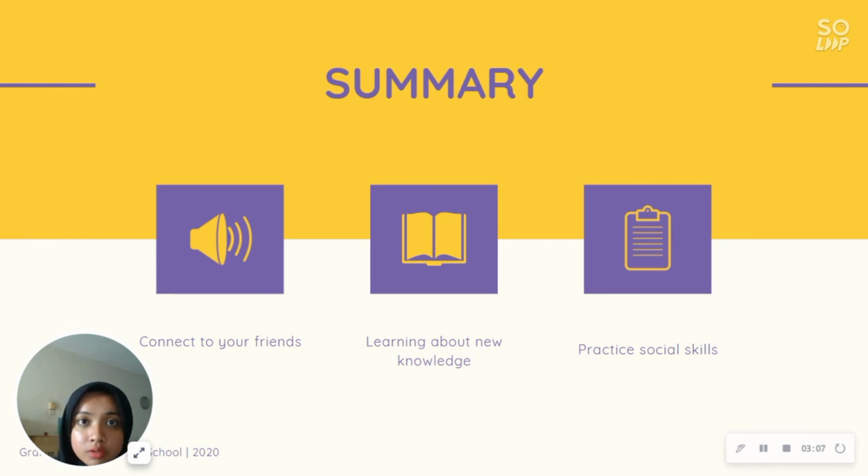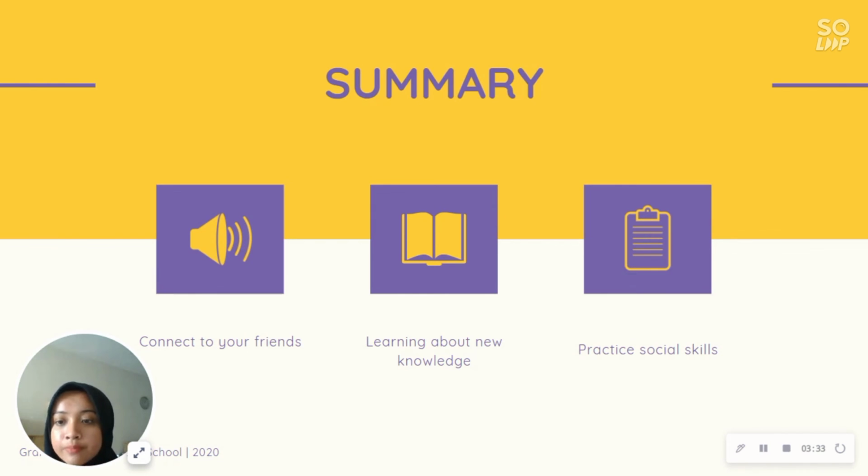The second point is learning about new knowledge. When you have a social networking site, a lot of people are sharing about new things. When you read about them, it helps you get to know those little things, even though they may or may not be useful. At least you know about them, so that when another person asks you, you know how to answer and share your opinion.